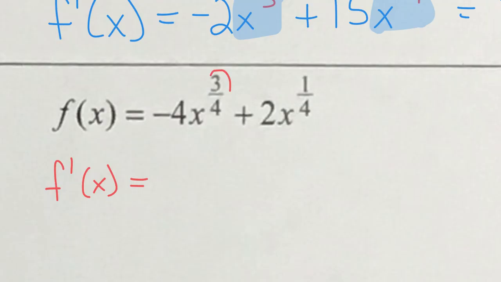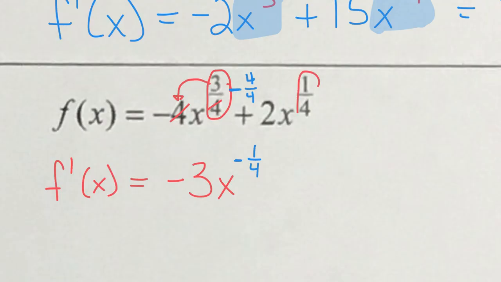So what is 3/4 times negative 4? That would be a negative 3, right? The denominators cancel out. 3/4 times 4 is 3. And we subtract 1 from the power. So 3/4 minus 4/4, right? That's negative 1/4.